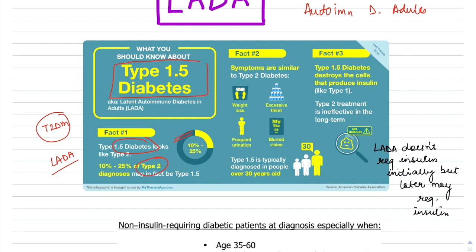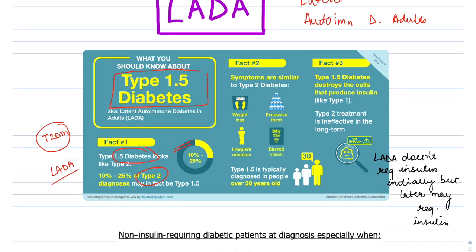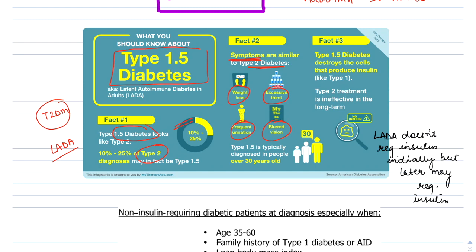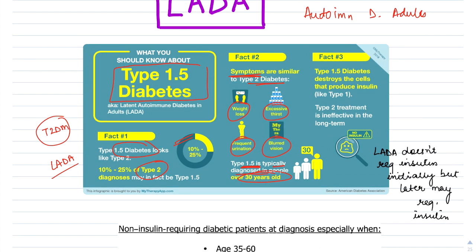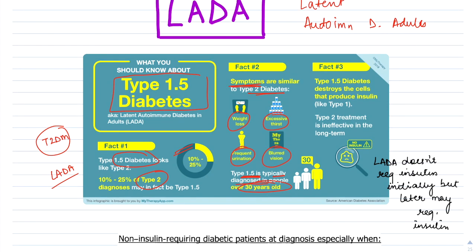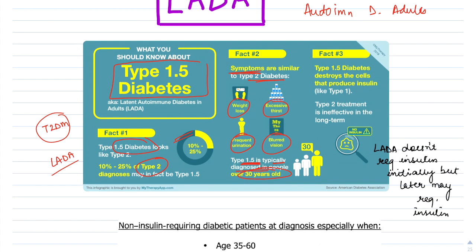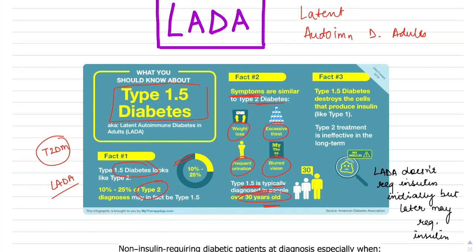Second fact is that it has symptoms similar to type 2 diabetes, like weight loss, excessive thirst, frequent urination, and blurred vision. Third fact is that type 1.5 diabetes is typically diagnosed in patients more than 30 years of age, just like type 2 diabetes, which is usually in the older age group. Therefore, LADA is diagnosed in adults more than 30 years.